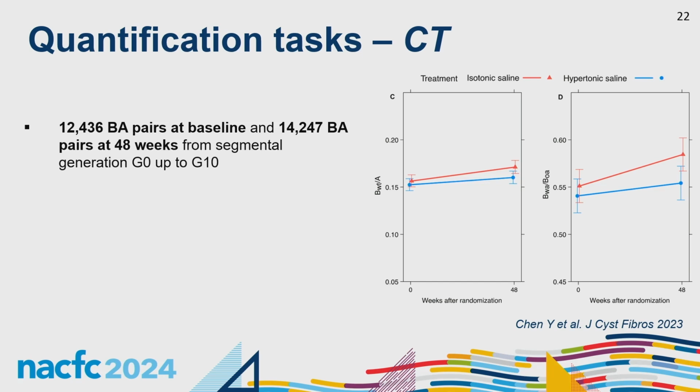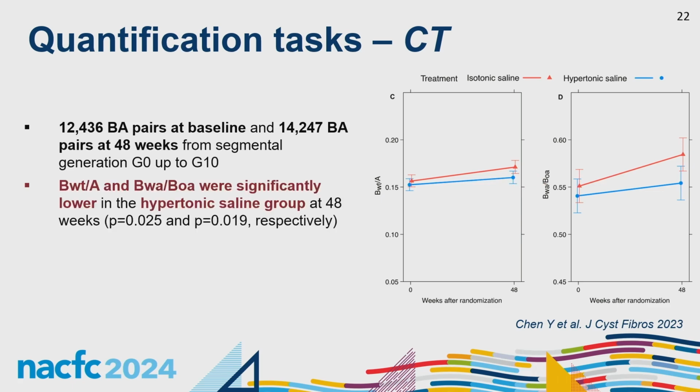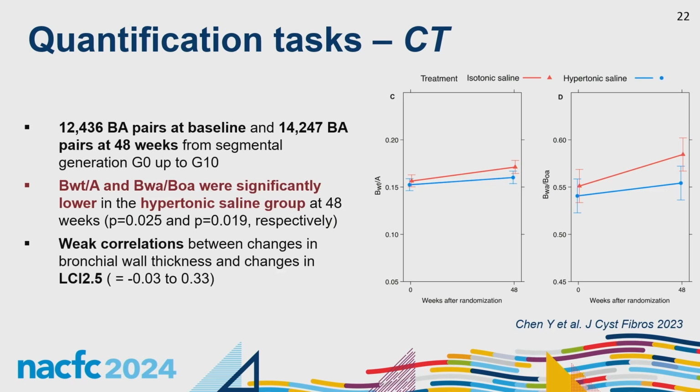And what they did, with the automated software, you can measure a lot of bronchi and a lot of arteries. So they had 12,000 pairs of bronchus and artery measured at baseline and 14,000 pairs of bronchi and arteries measured at 40 weeks. And what they observed is that there were differences between patients treated with isotonic saline and patients treated with hypertonic saline. So AI can be used for this.